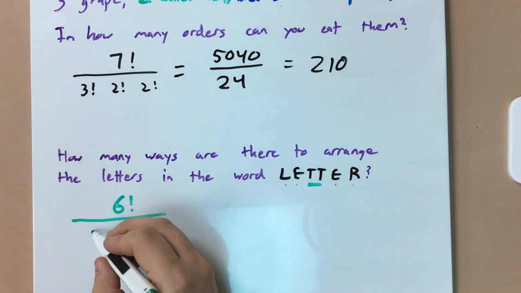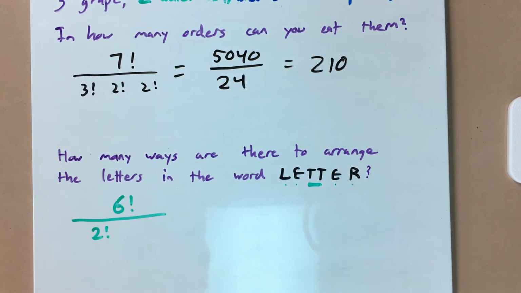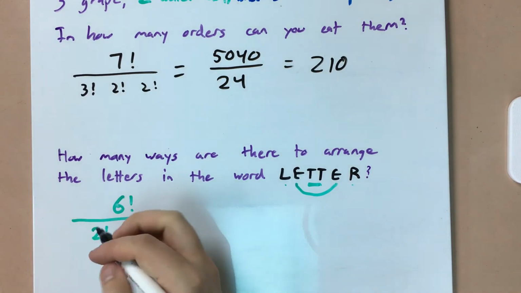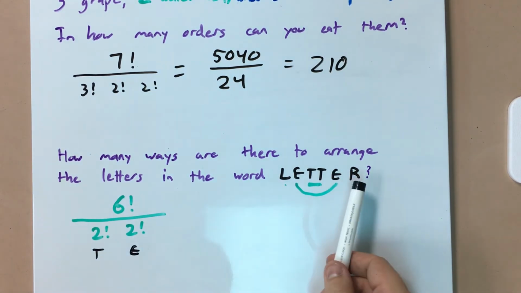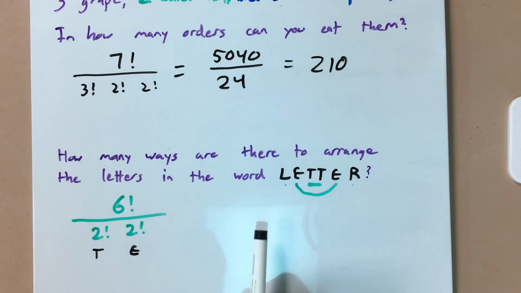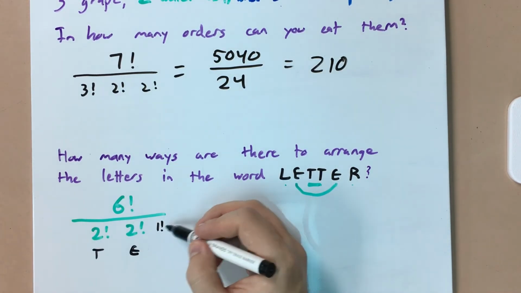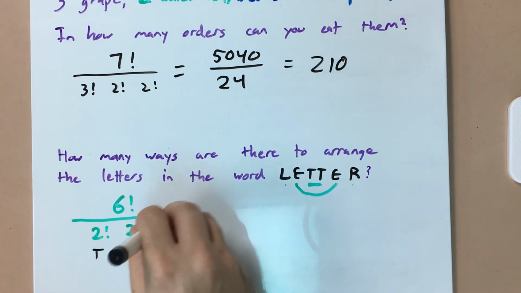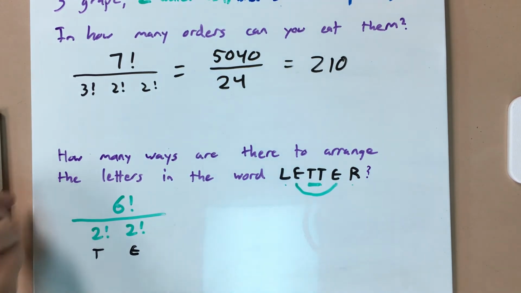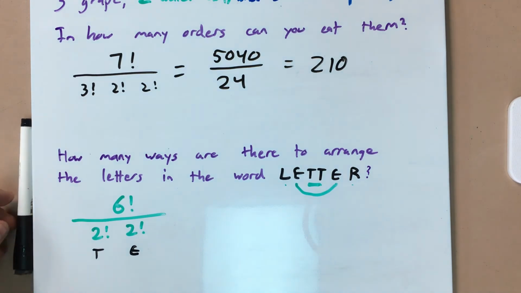For instance, I see 2 T's. So 2 factorial will go in my denominator, and I see 2 E's. So another 2 factorial will go in my denominator. This 2 factorial was for the T's, this 2 factorial was for the E's. When it comes to L and R, those are both singles. We could write 1 factorial, but 1 factorial is just 1, so that's really not necessary. And in a way, whenever you take a regular factorial, you kind of do that. You kind of divide by 1 factorial a bunch of times, but since it's 1 every time, it doesn't matter, and we don't need to write it.